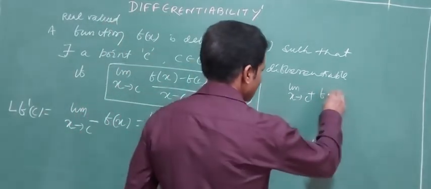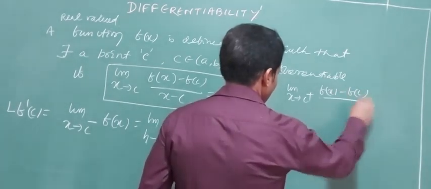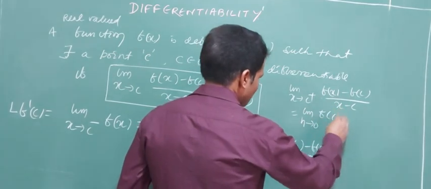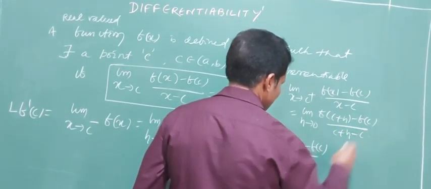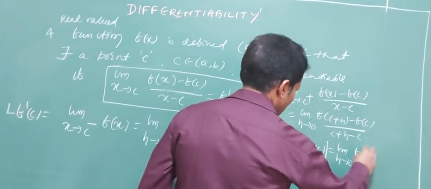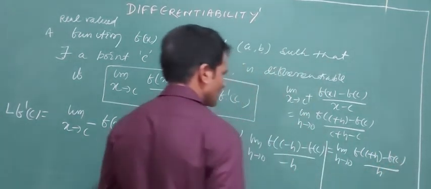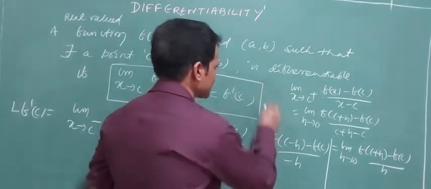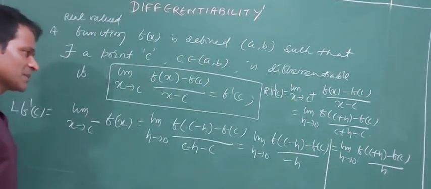As x tends to c plus, f(x) minus f(c) by x minus c. Let x equal c plus h, so the limit as h tends to 0 of f(c plus h) minus f(c) by c plus h minus c, which is the limit as h tends to 0 of f(c plus h) minus f(c) by h. This becomes R dash c.